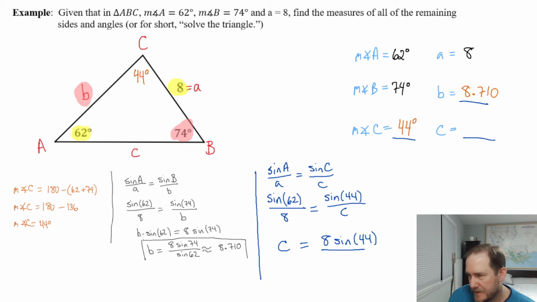And I'm just going to skip ahead to the good part. We know that when we cross multiply, we're just going to immediately divide by the sine of 62. So that's going to end up in our denominator over here. So we now have our exact expression for the value of C. And we can use our calculators to find an approximate value for C that we round off to 3 decimal places. So it's going to be 8 sine 44 divided by sine 62. And I'm getting 6.294.